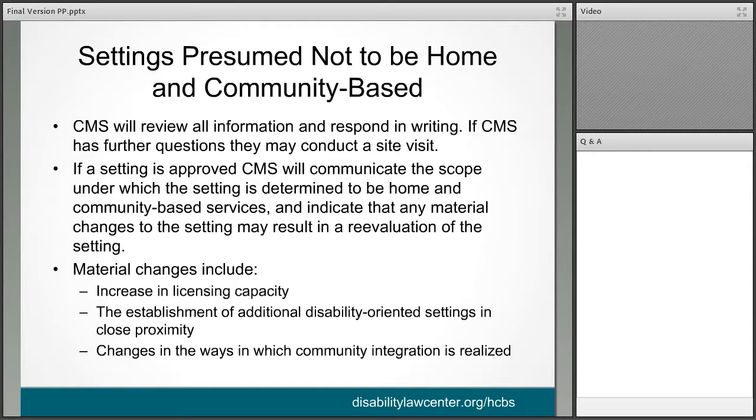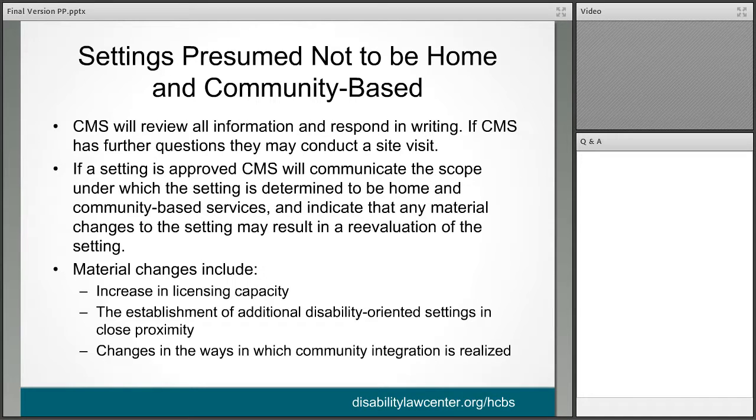Okay, so that's a lot of information, but that's all the information that would be gathered by the state and that CMS would be reviewing to see if they think that a setting could still bill as a home and community-based services setting. So after all the information is gathered, CMS will review the information and will respond in writing. And if CMS has any further questions, they may in fact conduct a site visit.